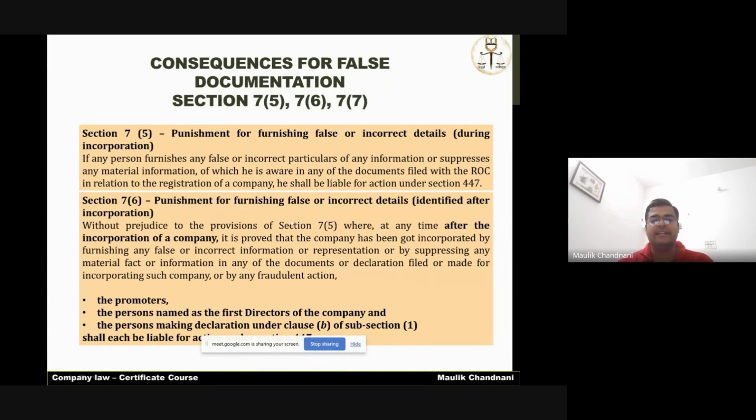Subsection 6 is a little bit different: that we incorporated you, but at a later stage we found that the company which you incorporated was based on a fraudulent manner.